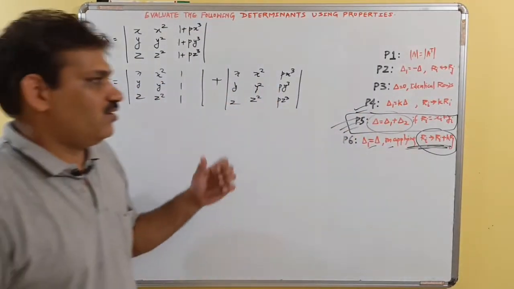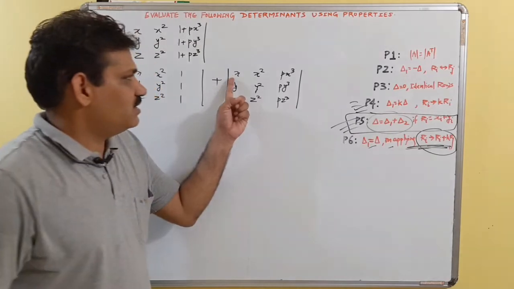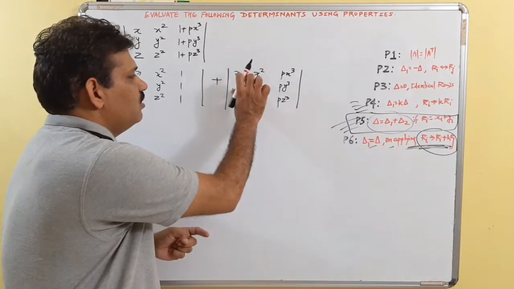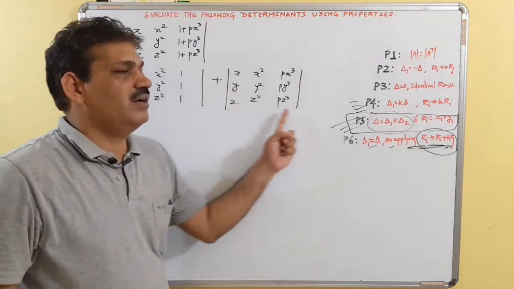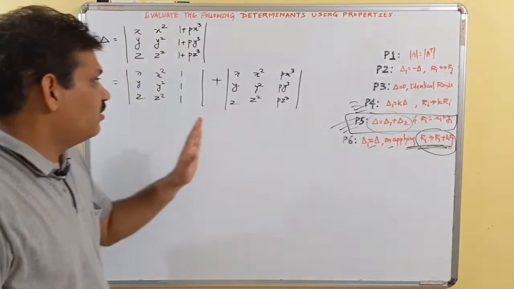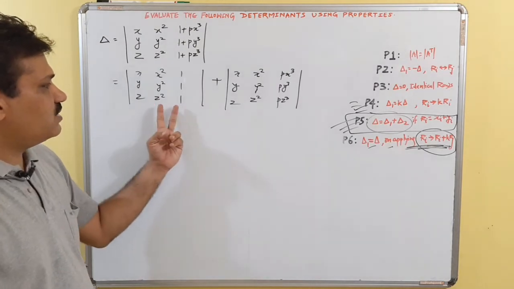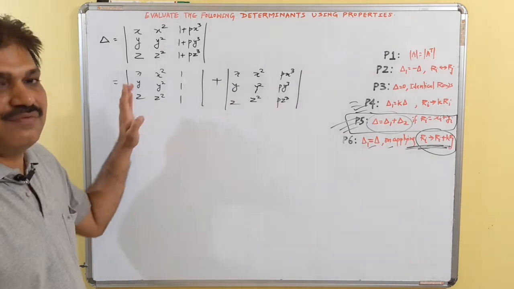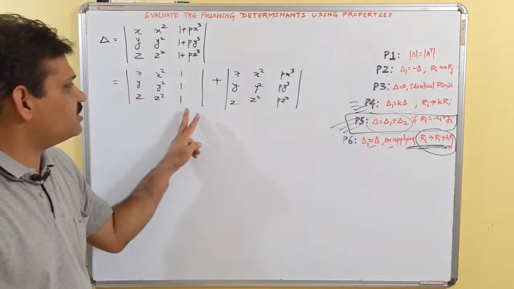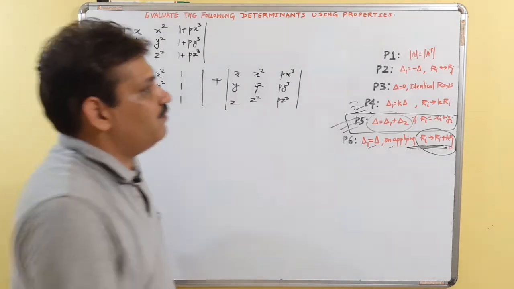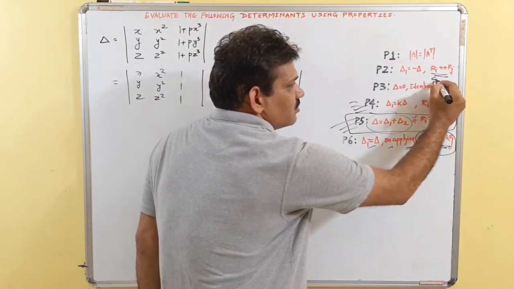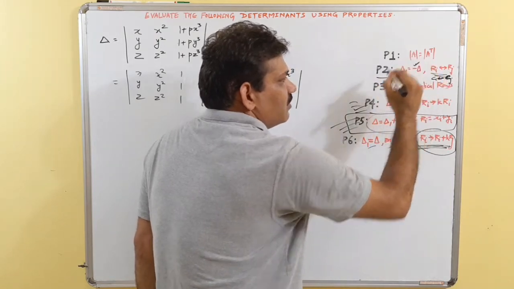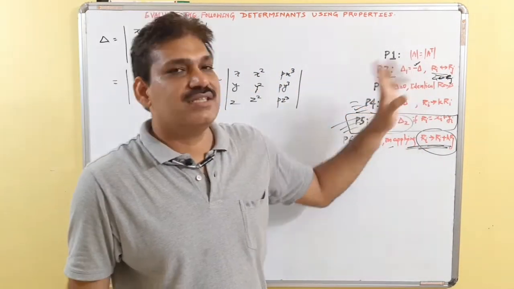Now we can take common. Here we can see x is common, here we can see y is common, and in the last row we have z common. Moreover, if we interchange these two rows so that 1 1 1 can be in the first column. If we interchange any two rows or two columns, the value of the determinant remains the same but its sign changes.